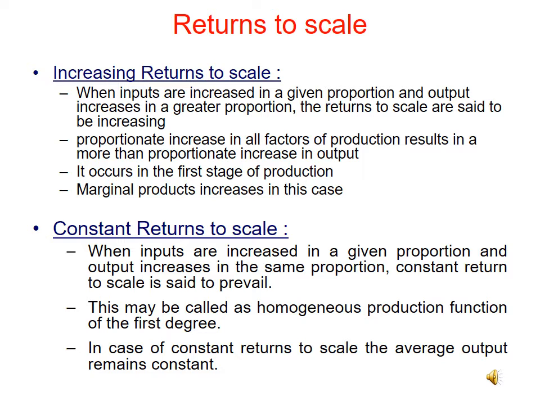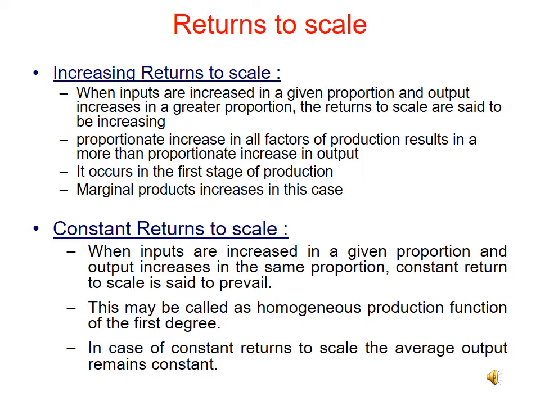it is always advised not to stop our production in the first stage, but we should continue our production process up till the completion of the second stage, the rational zone, because in the first stage we always have increasing returns to scale. In this increasing returns to scale, marginal product, we know what is average product, what is marginal product, total product. Marginal product is the change in the total product due to change in the inputs. So marginal product, in the case of increasing returns to scale, always increases.